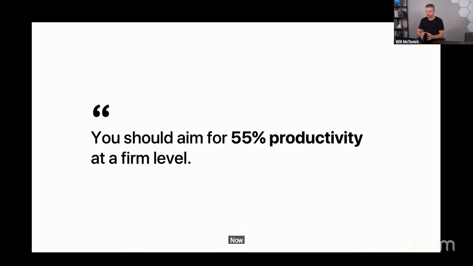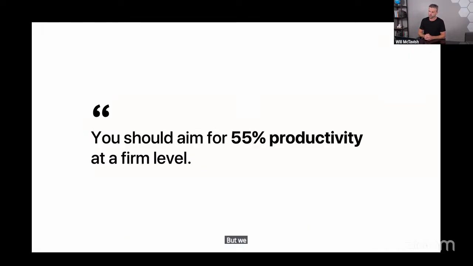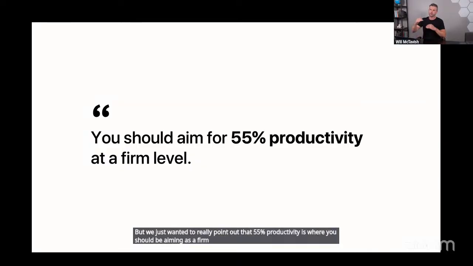Now, we've run some modeling on this, looking at some different scenarios, and you really want to be aiming at 55% productivity. But if you get below 50% productivity, it becomes really dangerous to hire administrators because you end up in a death spiral. I'm going to look at some numbers on that shortly. But we just wanted to point out that 55% productivity is where you should be aiming as a firm level. And if you do hire an administrator, you're going to dip back down and you want to try to bring that up again. So it's this game of trying to build your firm by hiring to create capacity. And then you fill that capacity.